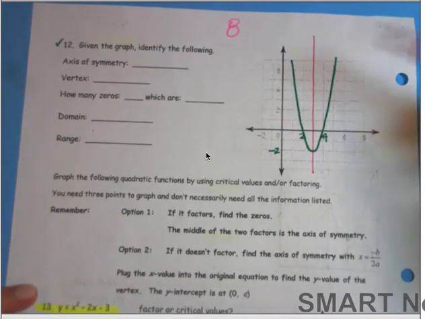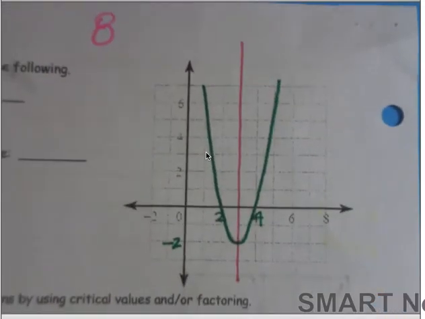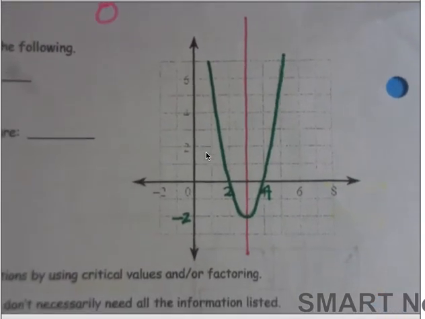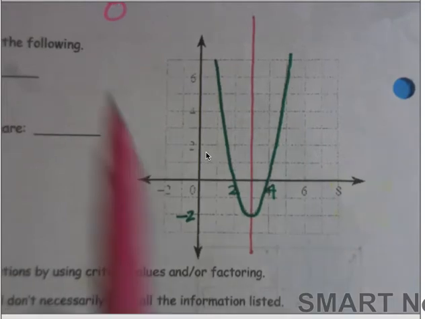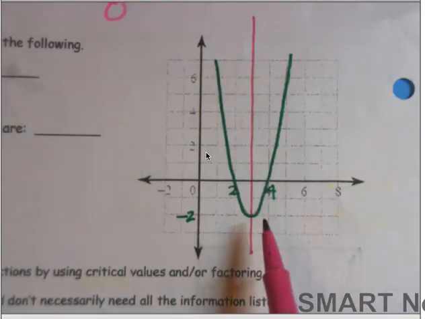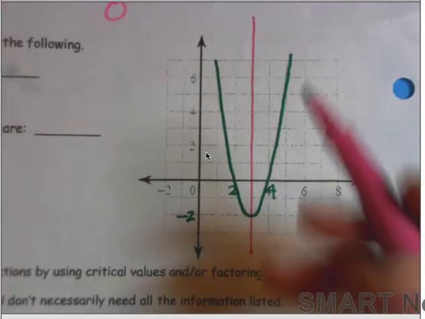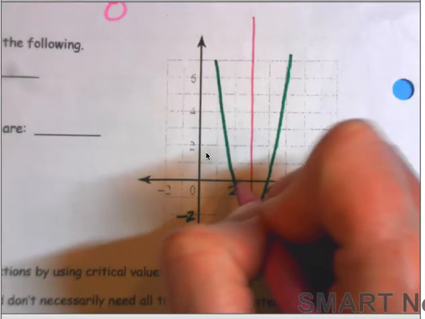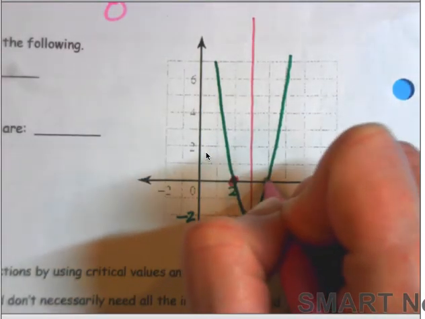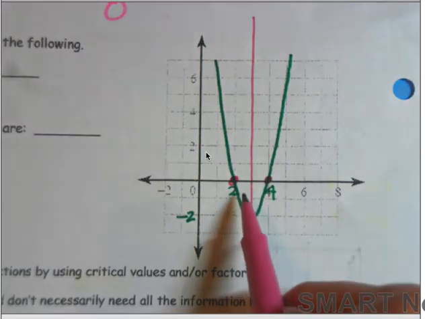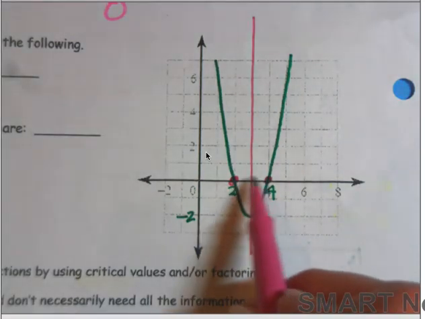The graph is already sketched for us. So I want you to look at it. If you need to sketch yours in just a little bit better, go ahead and please do that. And we're asked to identify the axis of symmetry. So I went ahead and drew mine in. This graph clearly crosses the x-axis at 2 and 4. And the axis of symmetry would be directly in the middle of 2 and 4. So the axis of symmetry is the vertical line x equals 3.